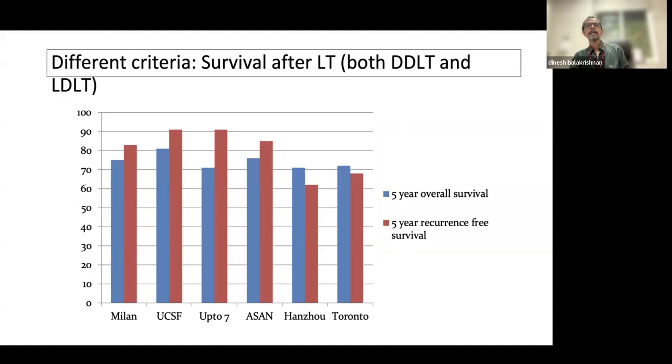So that is the 5-year overall survival and the recurrence-free survival. When you choose the various criteria that are applied for choosing patients for hepatocellular carcinoma, the various criteria, Milan, UCSF, up to 7, ASAN, there are multiple criteria. Each country has its own choice. If you are in the Western world, where it's a brain dead organ, most people would follow Milan criteria or UCSF, and they are very reluctant to expand the criteria.